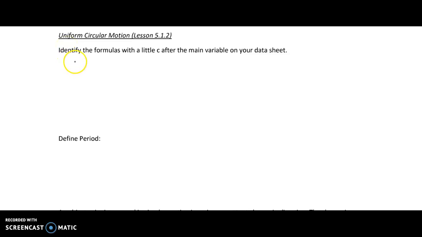The first thing we're asked to do here is to find the little formulas with that little c, and we start off with Vc is equal to 2 pi r over t. Now, this is your velocity formula. However, it is in absolute values because the 2 pi r is actually signifying the circumference around the circle, and the t is the period. The period, this t, is simply the time it takes to complete a full circle.